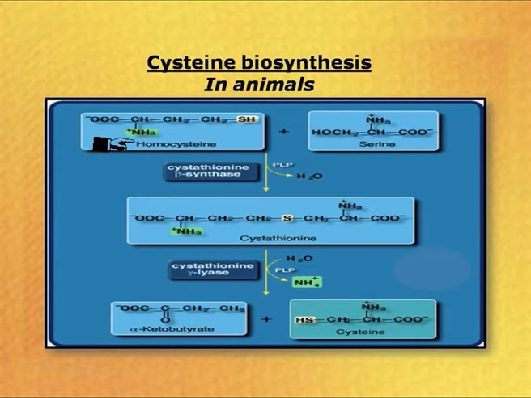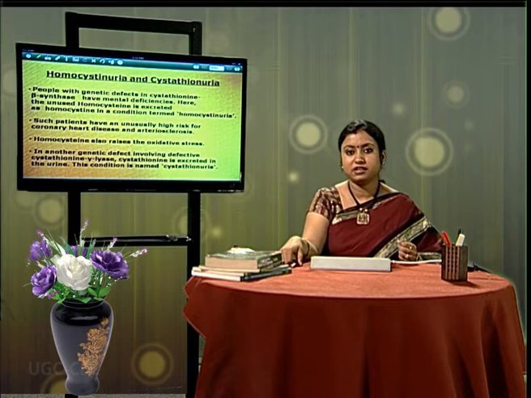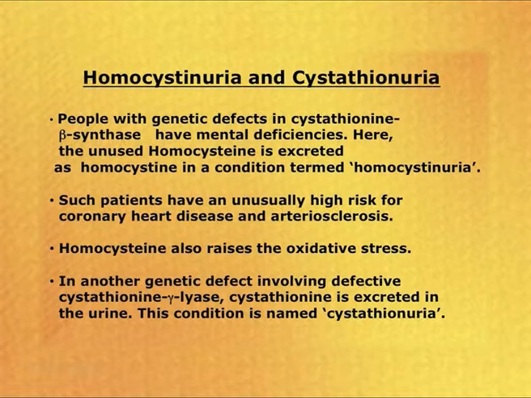Now, cysteine biosynthesis takes place in animals from homocysteine and serine. Now, there are two genetic defects, namely homocystinuria and cystathioninuria. In the first condition, there occurs excretion of homocysteine in urine, and that is known as homocystinuria.